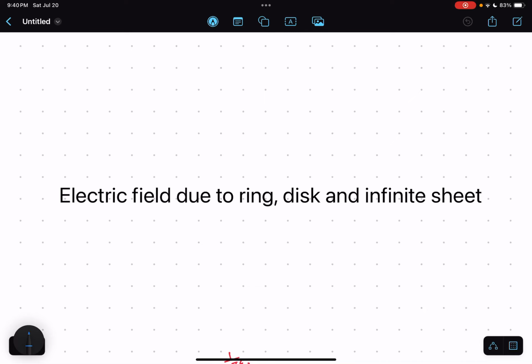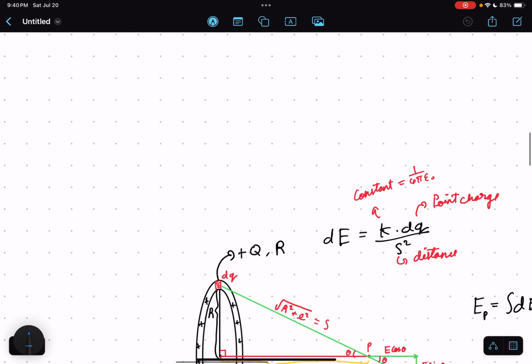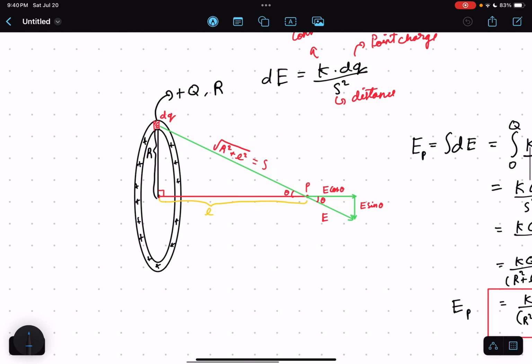So, hello everyone. Today we are going to be talking about electric field due to a ring, a disk, and then an infinite sheet. So, first let's talk about electric field due to a ring. As you can see, I have taken a ring with charge q and radius r.